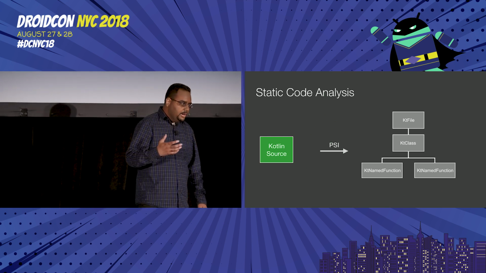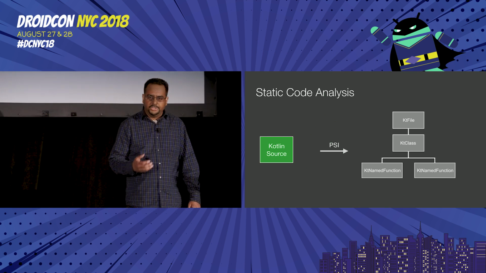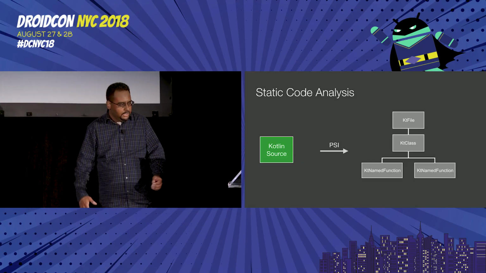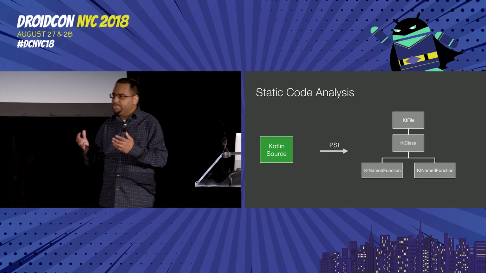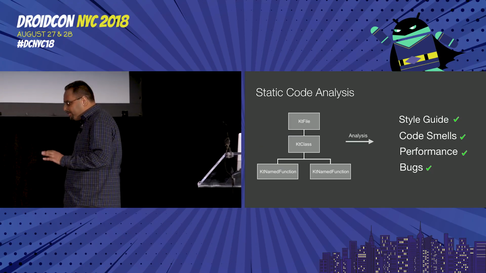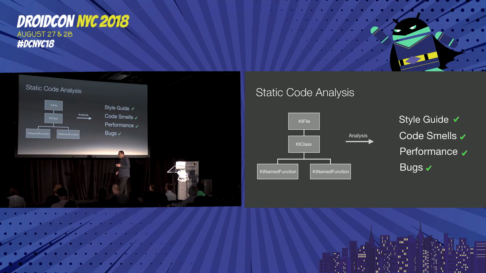I'm going to convert your Kotlin source file using something called PSI, which I'll get into, to create this tree, right? This tree represents your source file. I'm then going to analyze this tree to determine in a pragmatic way: did you follow the style guide? Are there any code smells? Are you following Kotlin idiomatic styles? That's the approach I'm going to show you, and how that approach works.